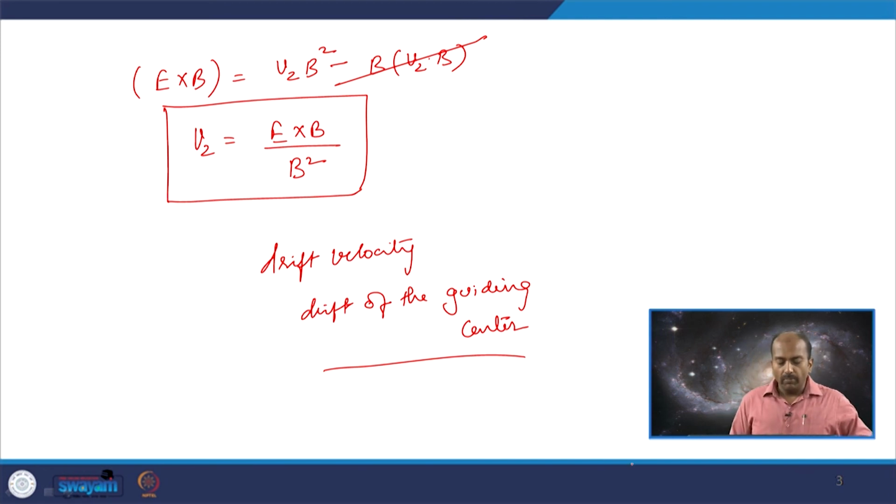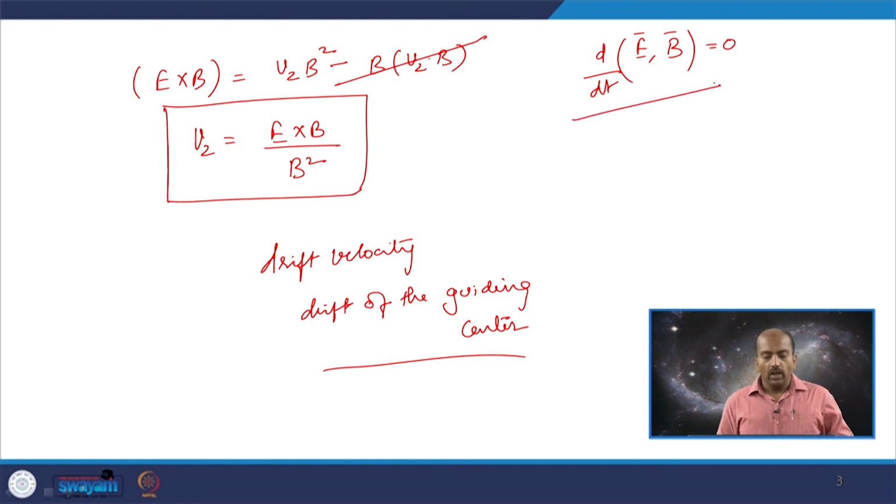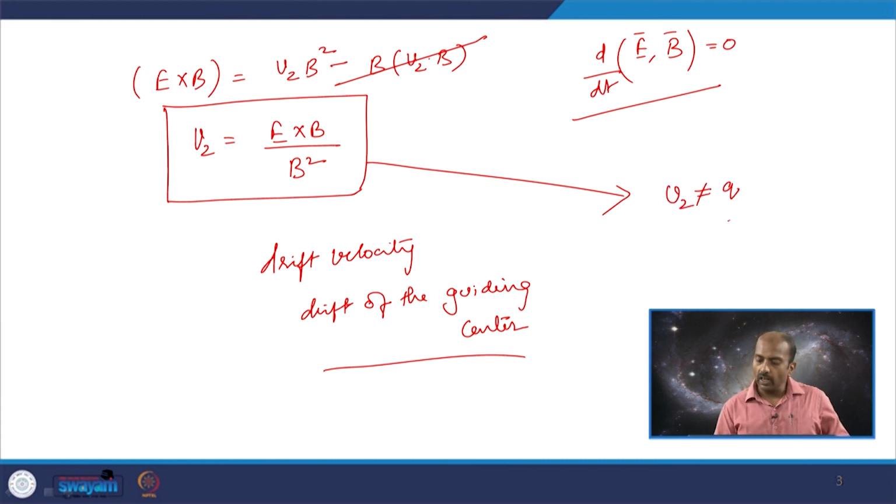One very particular thing about this is that there is no dependence on time. We have taken the electric and magnetic fields to be static in nature, so there is no time dependence in this solution. And the most important thing is that V 2 does not depend on Q and does not depend on the mass. The drift velocity attributed to the guiding center of this motion neither depends on the charge nor on the mass.